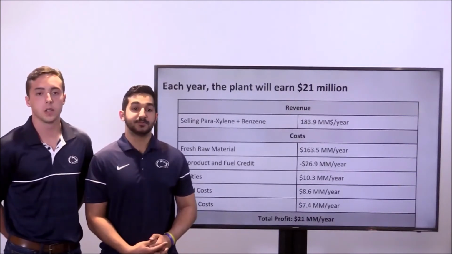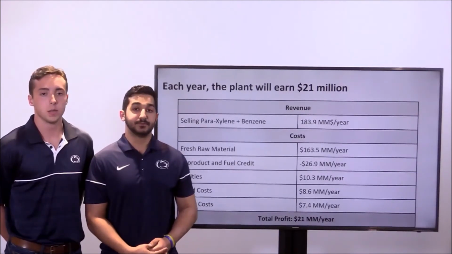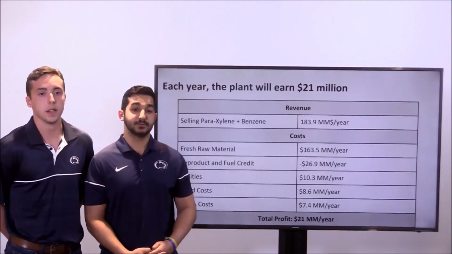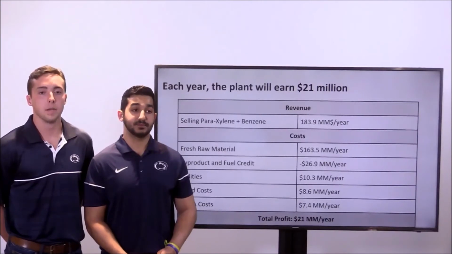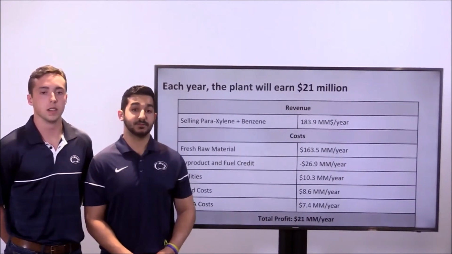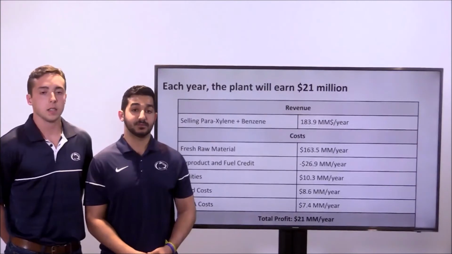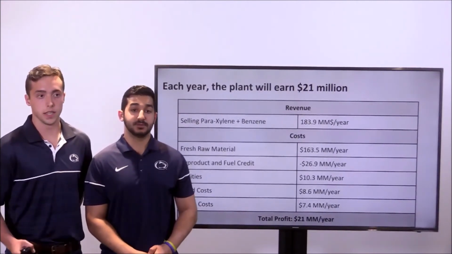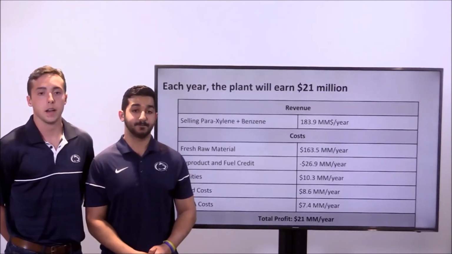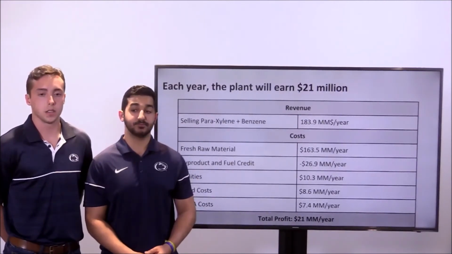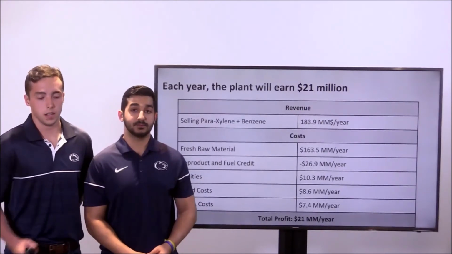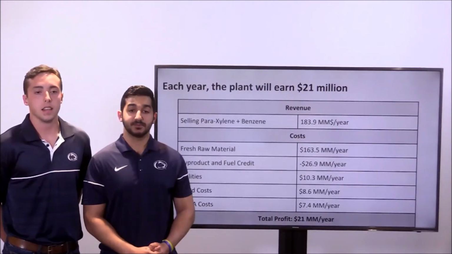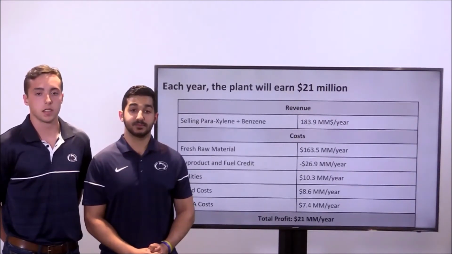So just going off of that, each year the plant will earn $21 million, and these revenues are mostly from selling, like George had mentioned, the paraxylene and the benzene. You can see a total revenue of $183 million per year. Some of the costs associated with this project were obviously for the fresh raw material, buying toluene and hydrogen. Utility cost, fixed costs, so like paying wages and different operating costs there, and then the selling and administrative costs at the bottom.